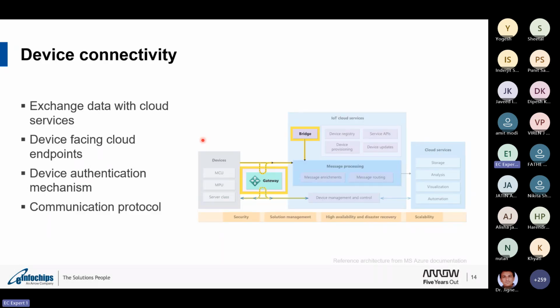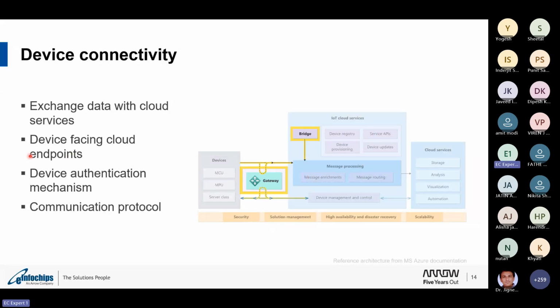Now, once you have the device in place, the first thing that you need to do is connect that device to the cloud, right? This concept is called device connectivity, where we exchange data with the cloud services and device facing cloud endpoints. So the device is consuming the cloud facing endpoints, where it has to authenticate and establish the communication protocol through a gateway, and then communicate back to the cloud.